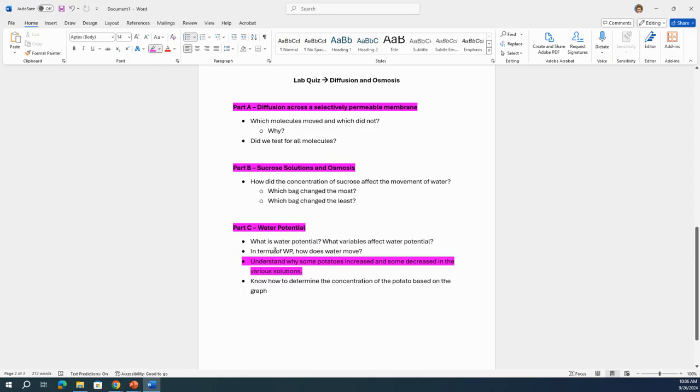And you do need to be familiar with, in terms of water potential, how does water move? And so like osmosis, it's going to be from high to low. And so high water potential means it's going to have more water and less solute, and lower water potential means it's going to have less water and more solute. So just make sure you read through those.